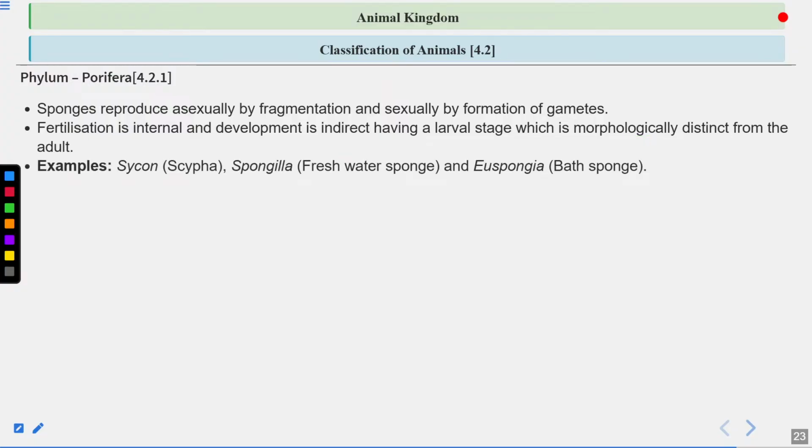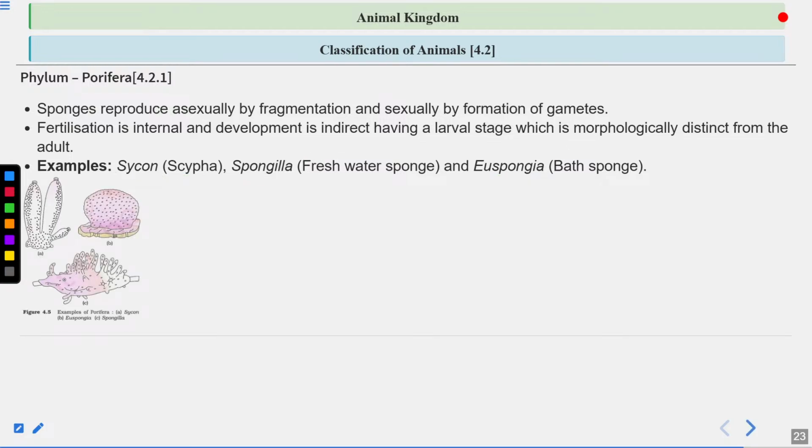Examples, let us see the examples. Cycon, this is the scientific name, Scypha is the common name. Spongilla, here you can see the freshwater sponge. Euspongia, that is the bath sponge. So these are some of the examples you must remember. So these are the examples with the diagram.